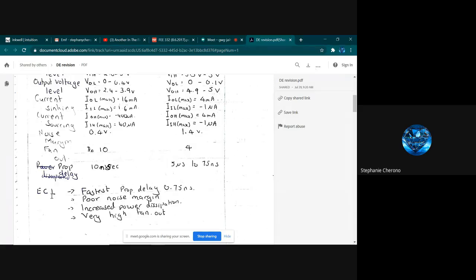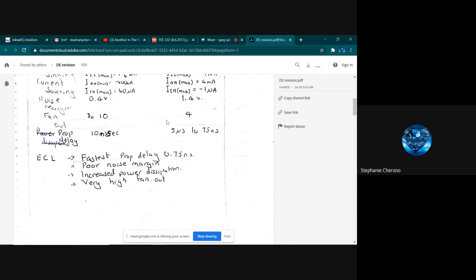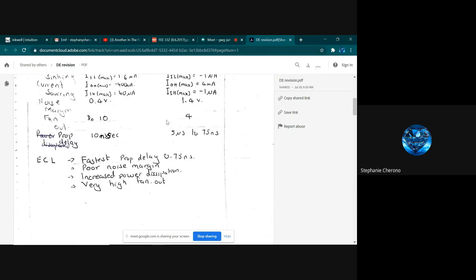Concerning the power dissipated by the CMOS family, it is actually very low. For the CMOS family, it's little. I didn't write it, but it's little.